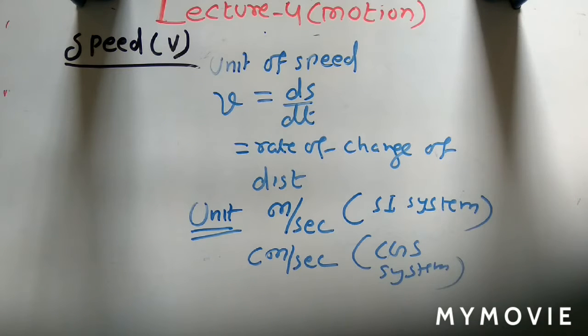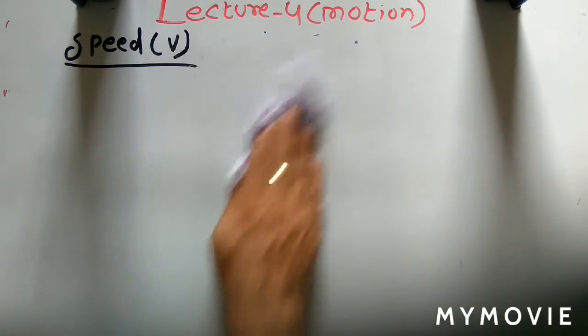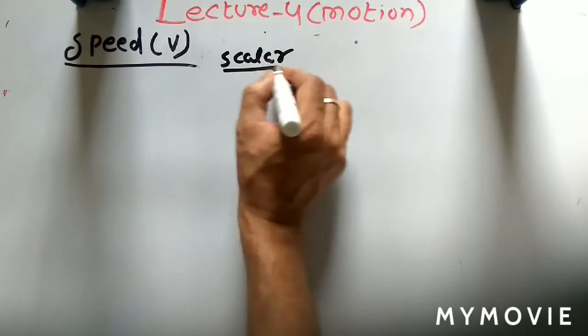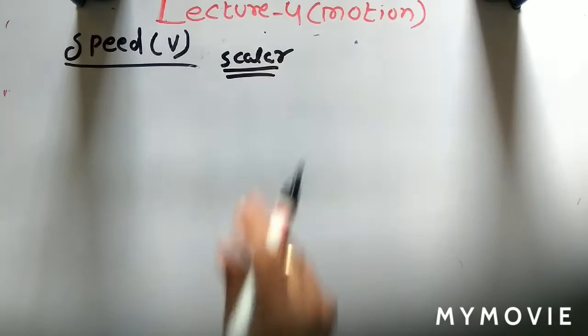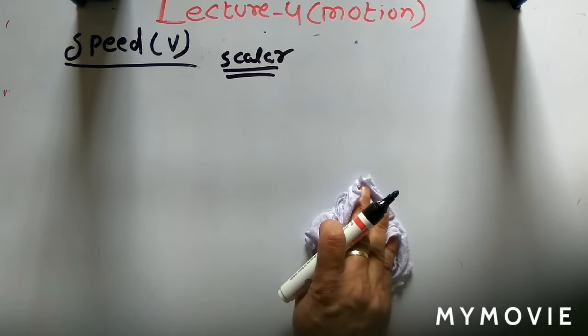And speed is which quantity? Speed is a scalar quantity. I have already discussed what a scalar quantity is. So what do you mean by scalar quantity? It has only magnitude, no direction. So a bus is moving at 60 km per hour. That is the magnitude only. 60 km per hour is the magnitude of the speed. But if I say the bus is moving at 60 km per hour from Bhubaneswar to Cuttack, then direction is assigned. In that case, that 60 km per hour is not speed, rather it is velocity.